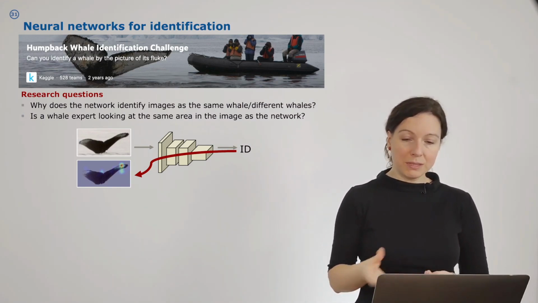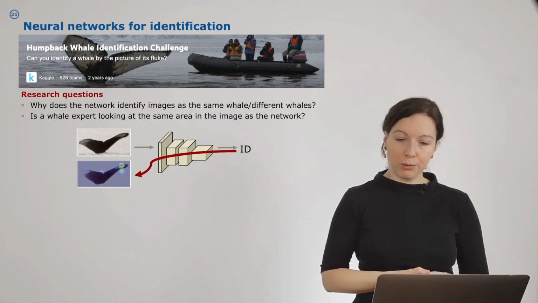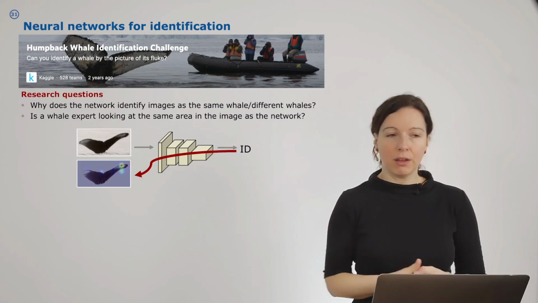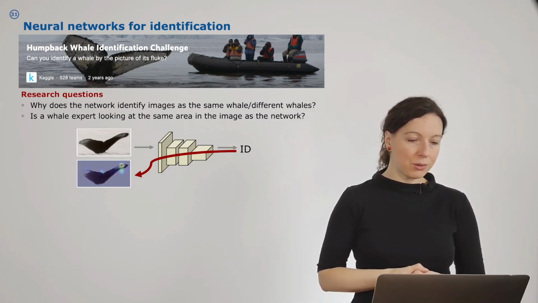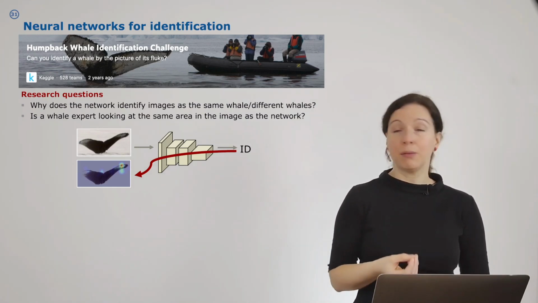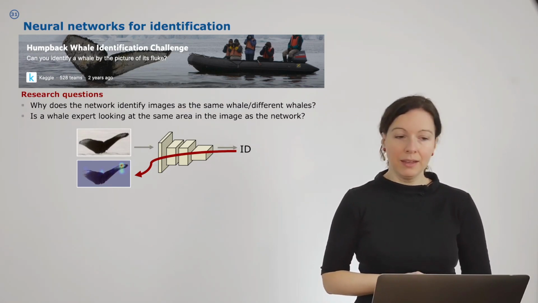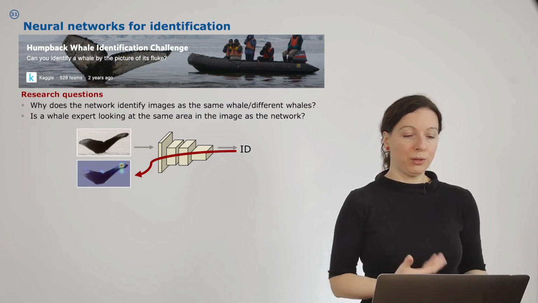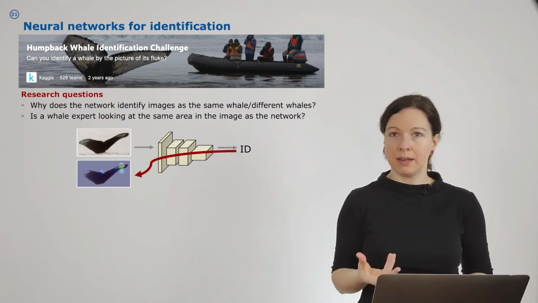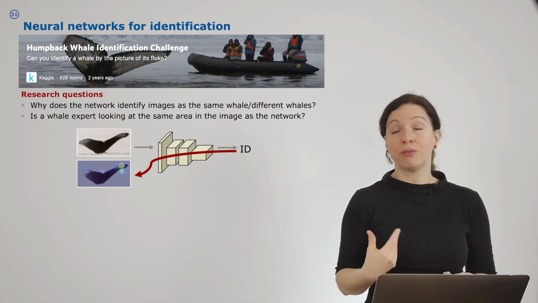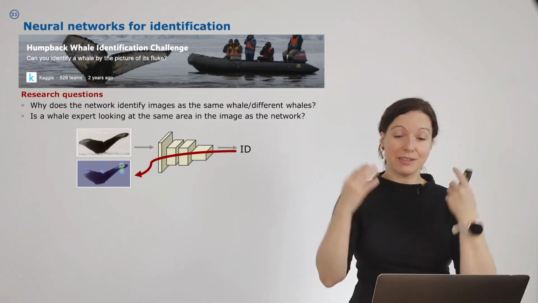And what we did is we took one of these neural networks to analyze it more deeply. And then we can formulate the following research questions. Why does the network identify images as the same or different? And is a whale expert looking at the same area in the image as the network? And the reason why we want to find it out, first of all, is because it's interesting to know.